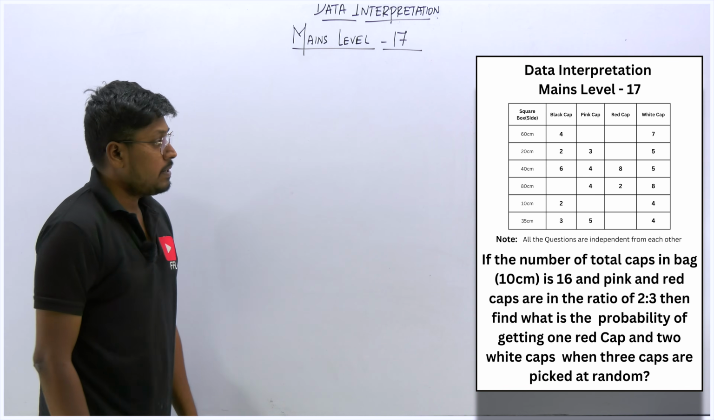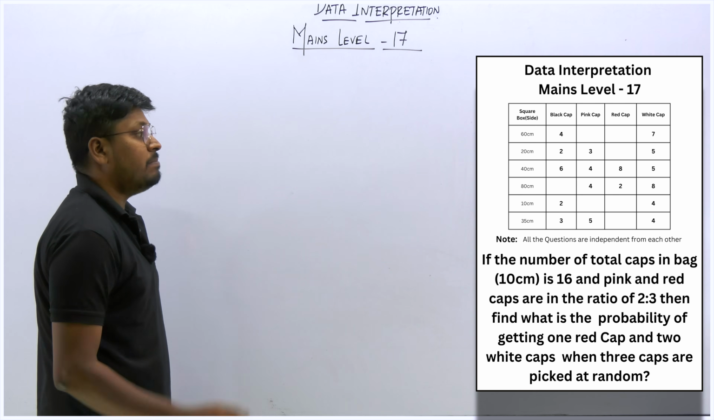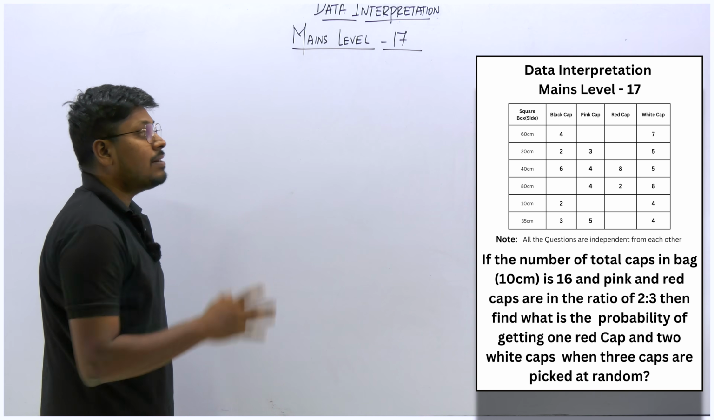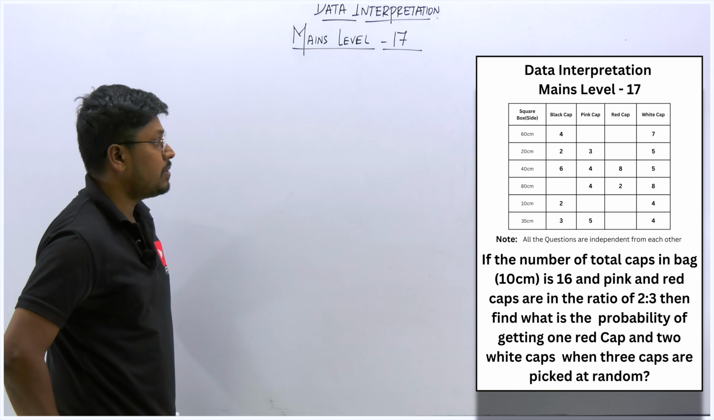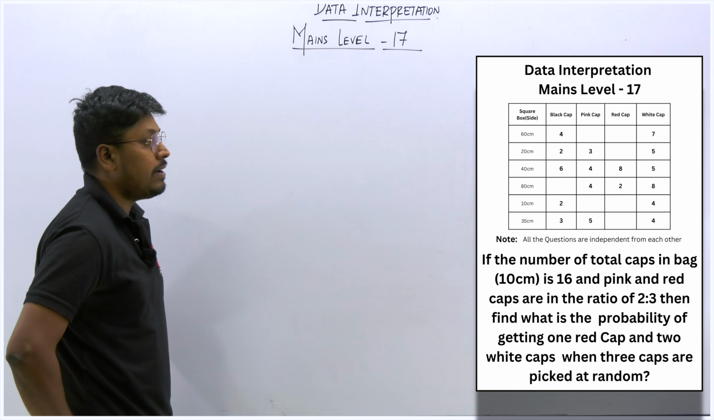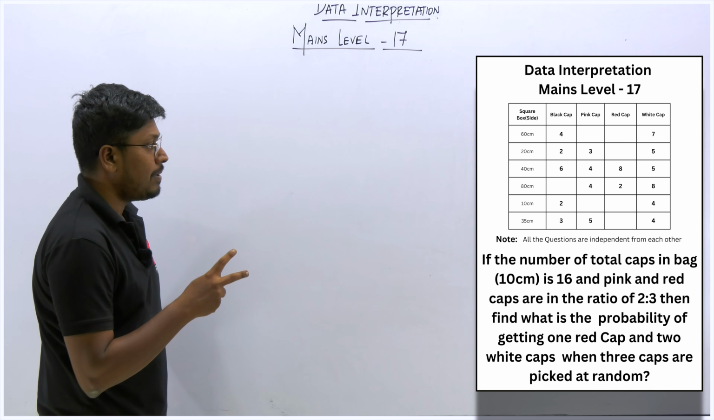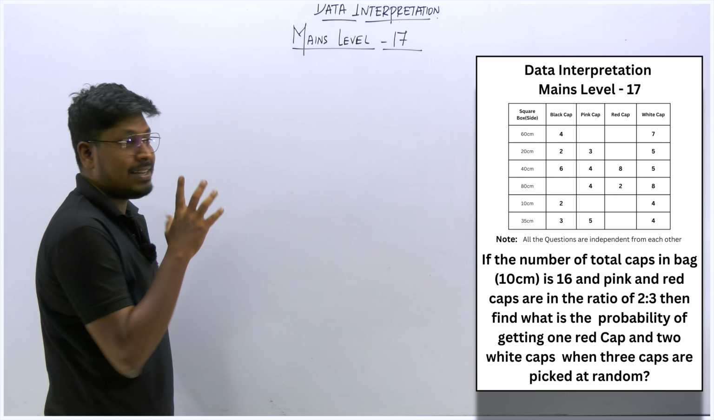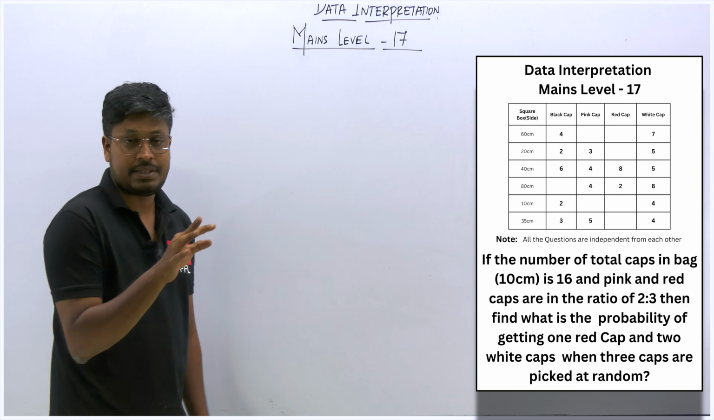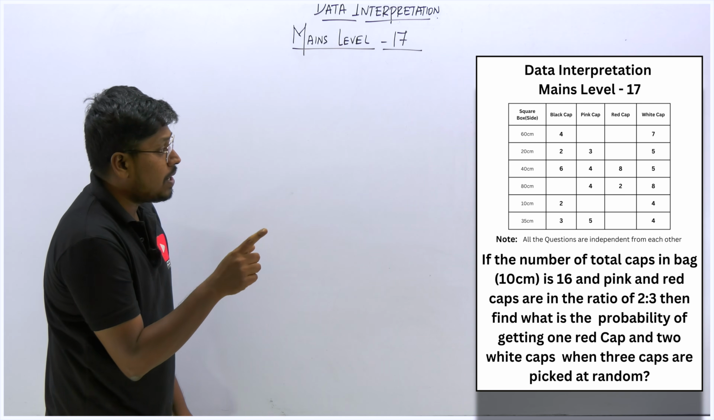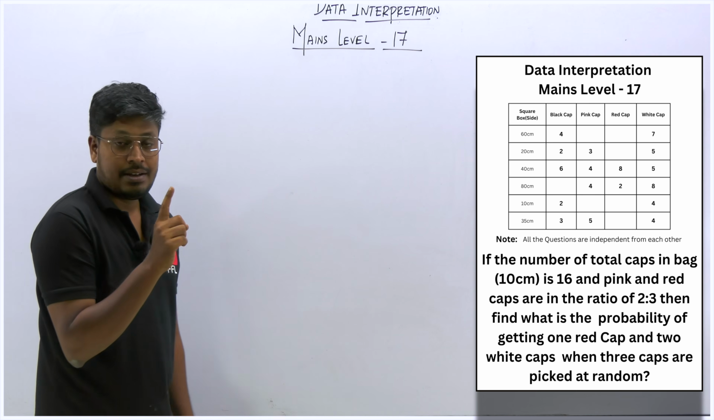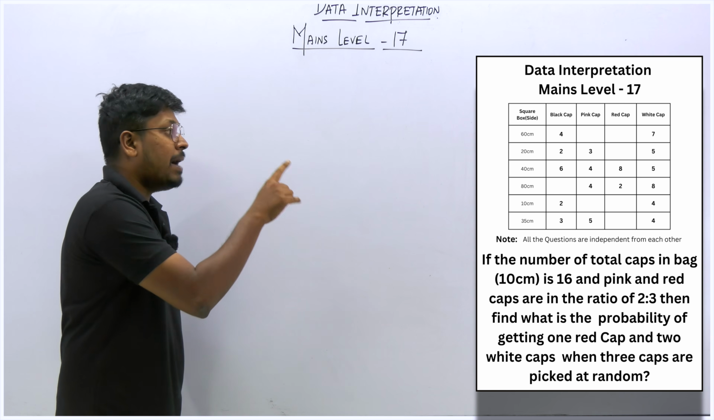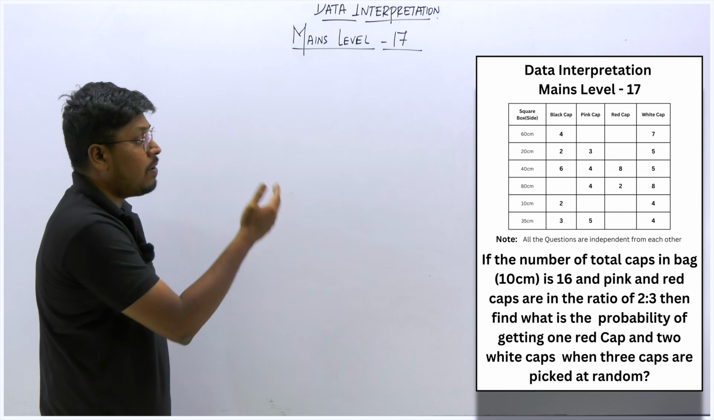Question number 2. If the number of total caps in bag of 10 centimeter is 16 and the pink and red color caps are in a ratio 2:3, then find the probability of getting 1 red cap and 2 white caps when 3 caps are picked at random. So let me first try to understand the question. They have given a ratio for 2 color caps, pink as well as red, which is 2:3. And they are completely talking about the bag of 10 centimeter.